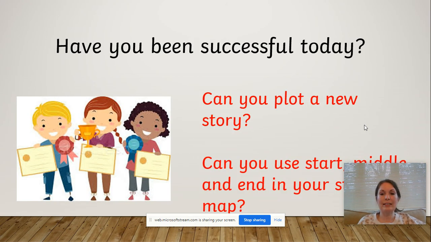So have you been successful today? Can you plot a new story? Did you plot a new story pretending to be one of the characters? And did you make sure that your story map showed a clear start, middle, and ending on your map? So you introduced us to maybe characters, settings at the beginning. In the middle, something interesting, exciting, or scary happened. And at the end, you told us what happened.